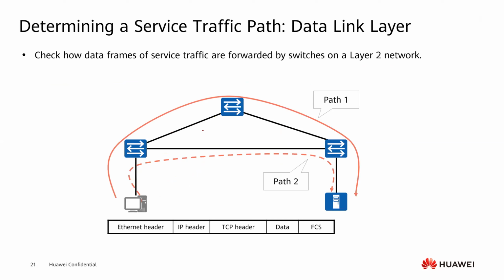For the data link layer, we check the data frame of the service. We use display STP and see the port roles: DP, RP, AP, and the status of the interface.